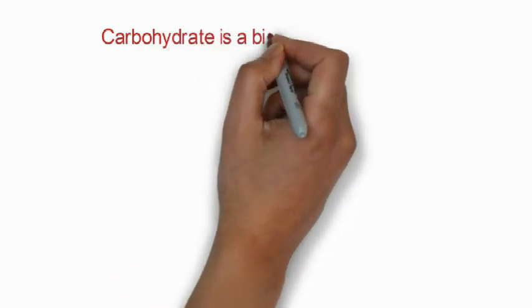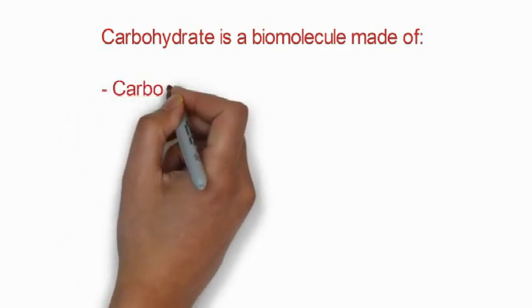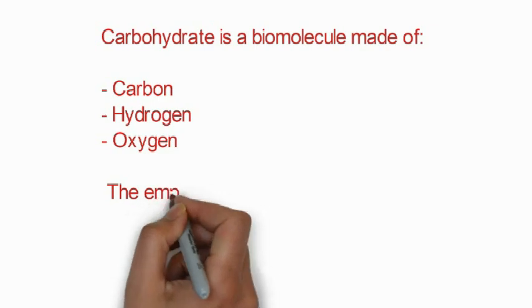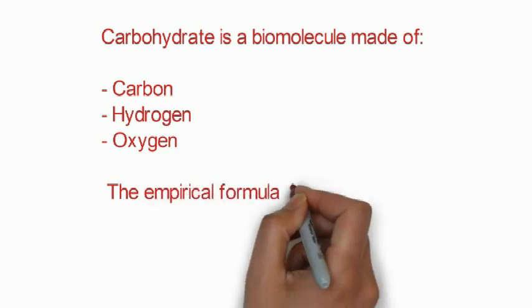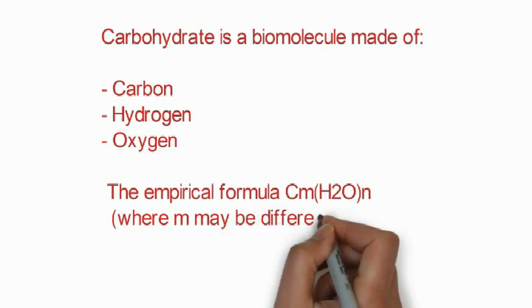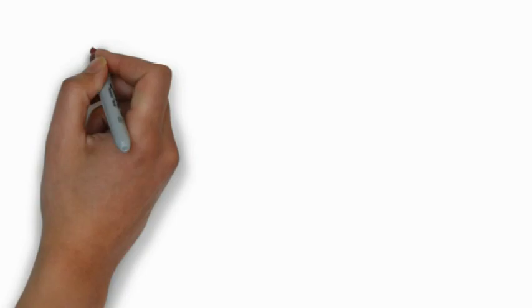Now we will talk about the carbohydrate. Carbohydrate is a biomolecule. It is made of carbon, hydrogen, and oxygen. These are the three important elements. The empirical formula is Cm(H2O)n, where m may be different from n depending upon the numbers.